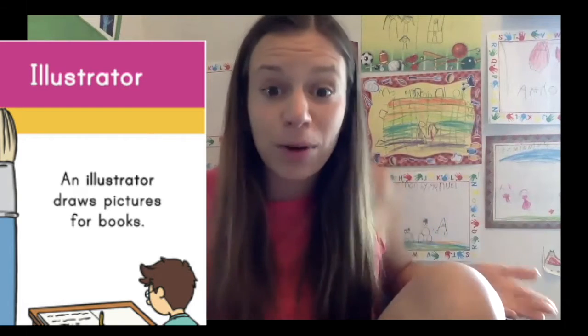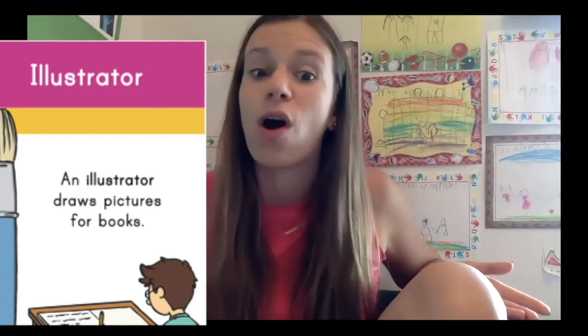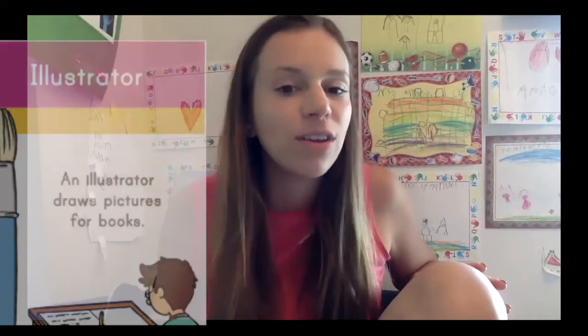Just like when we write books at school, we are both the author and the illustrator. We write the words and we draw the pictures. Sometimes one person does both jobs. They are the author and the illustrator. Sometimes two different people work together to make a book. One person comes up with the story and writes the words. The other person draws pictures to go with the story. Sometimes the author and illustrator are two different people who work together.